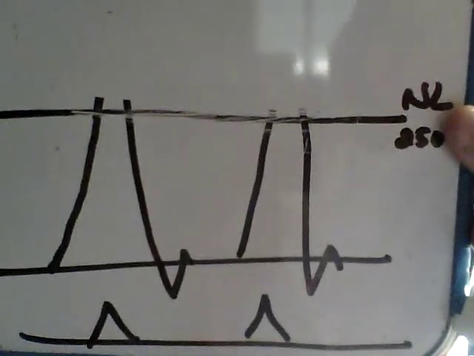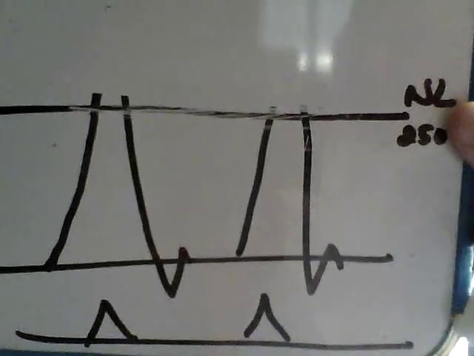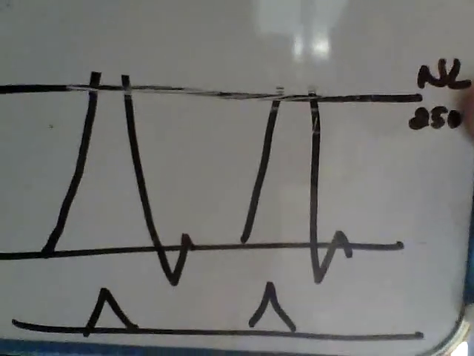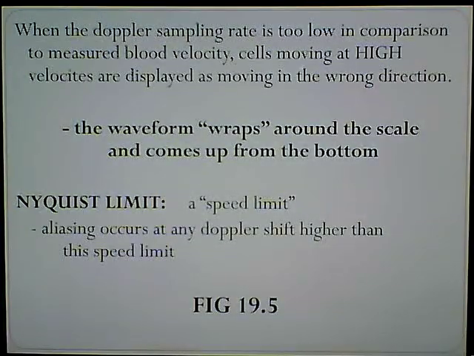Can I report that as 250 centimeters per second? No, I cannot. I have to adjust this. And there's ways that we do it, and we're going to talk about that. But those waveforms or those velocities are exceeding my Nyquist limit that I have set. Figure 19.5.